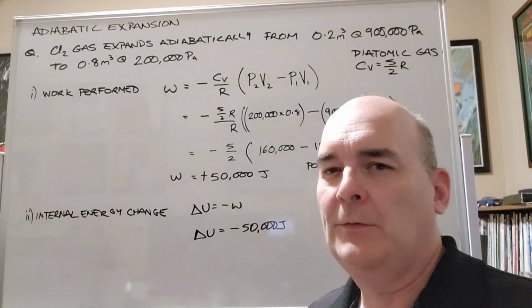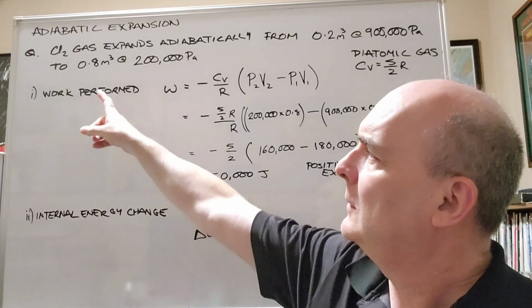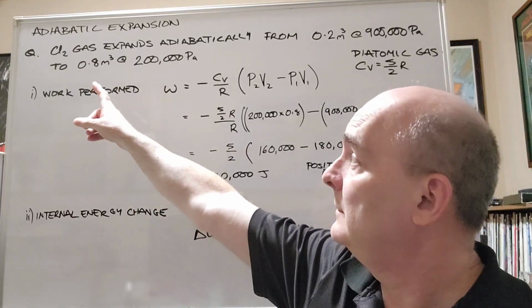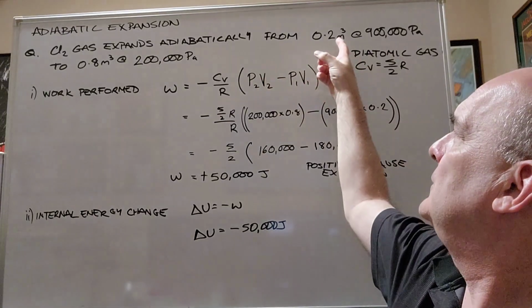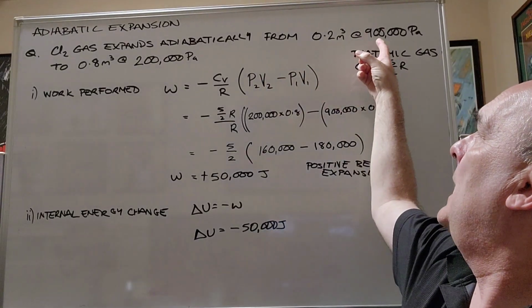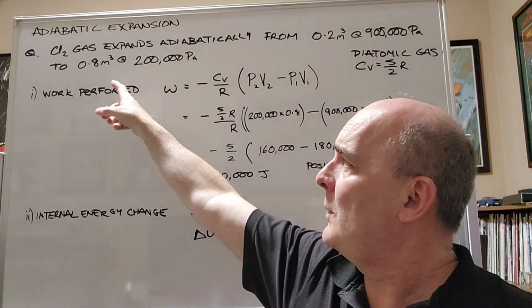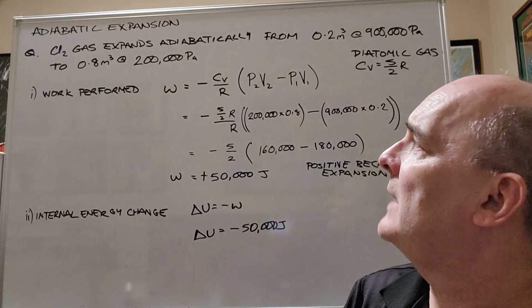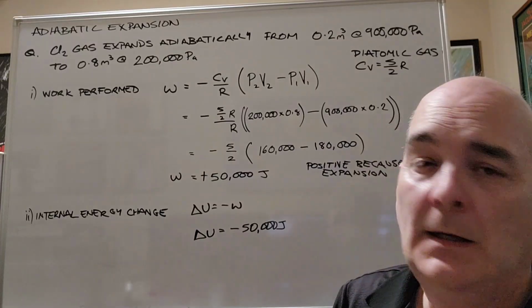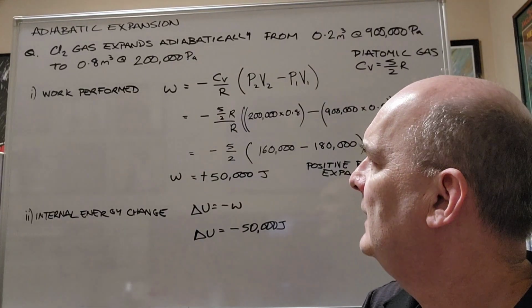Let's look at a slightly different question. It's another adiabatic expansion. Chlorine, another diatomic molecule, expands adiabatically from 0.2 cubic meters at 900,000 pascals up to 0.8 cubic meters at 200,000 pascals. Calculate the work performed and calculate the change in internal energy.